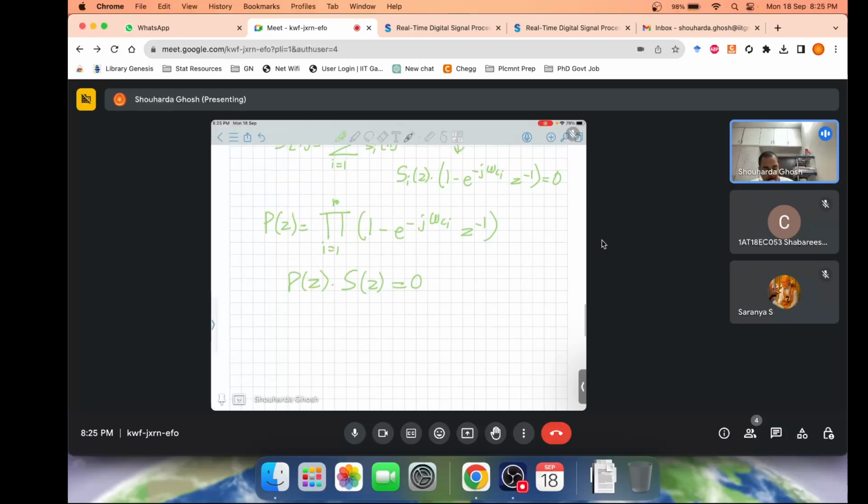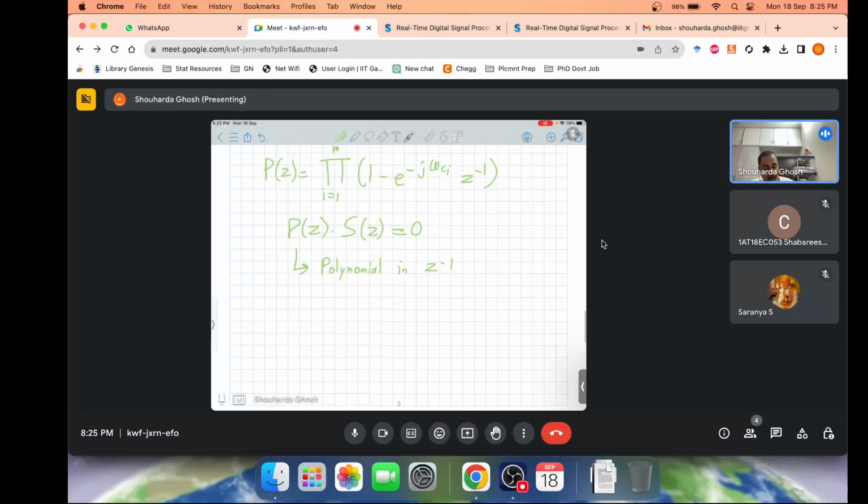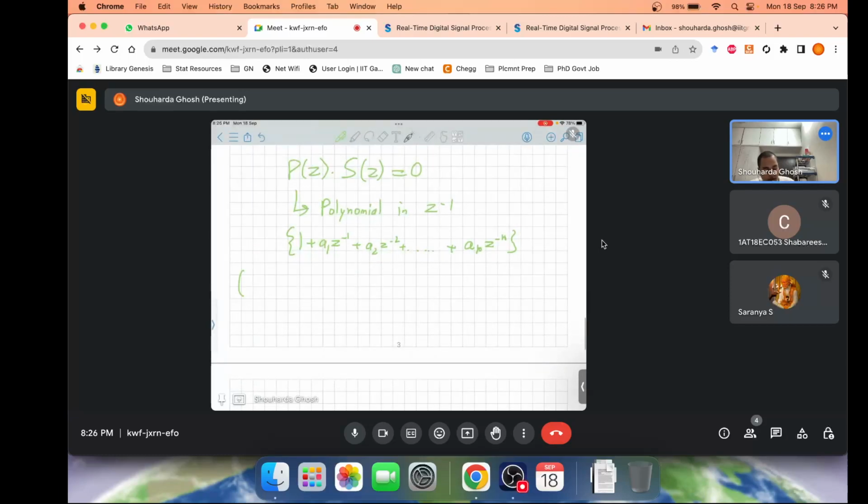So what is P(z) actually? P(z) is a polynomial in z^(-1), and it is a complex polynomial. When I expand this polynomial, I get 1 plus a1 z^(-1) plus a2 z^(-2), and so on till a_r z^(-r). So (1 + a1 z^(-1) + a2 z^(-2) + ... + a_r z^(-r)) times S(z) equals 0.